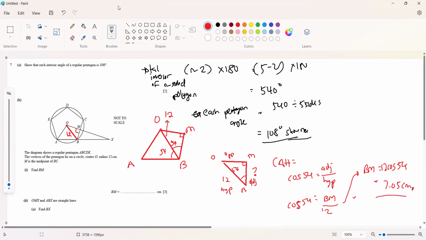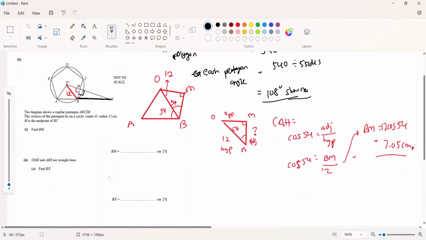Right. So in part 2, OMX and ABX are straight lines. So they ask us to find what is BX. So we go even further now to find BX, which is this particular length here, the length of this line. So as I established earlier that OM is 90 degrees, in other words, this is also 90 degrees to work with, right? And then we calculated BM already as, what is that angle called? Let me just redraw the triangle.